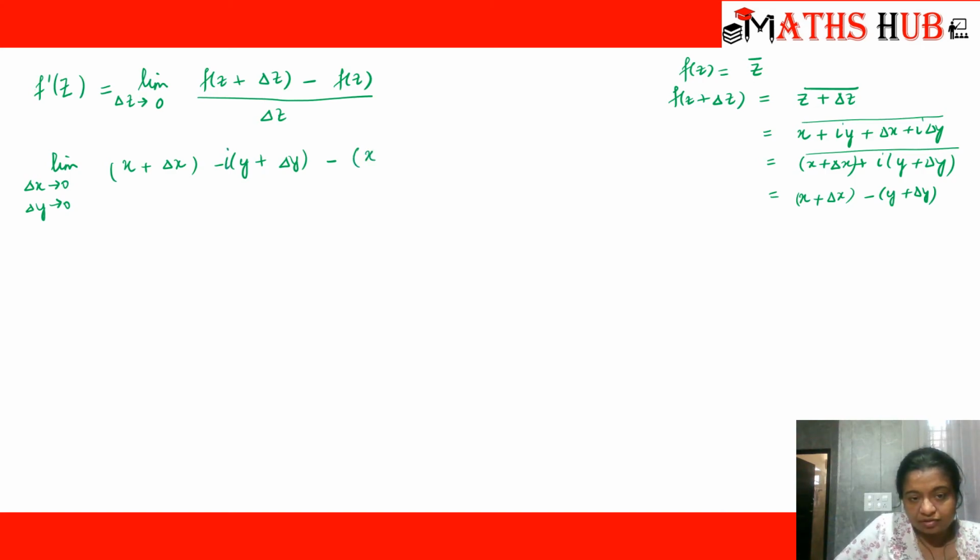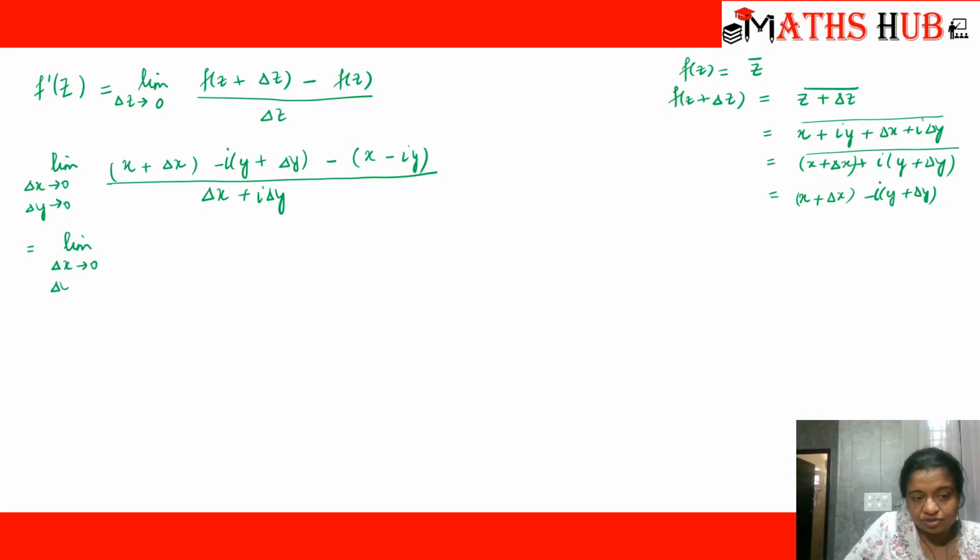I have an iota also here, isn't it? I missed out the iota. x minus iota y divided by what is delta z? It is delta x plus iota delta y. So let us simplify the terms and then write the expression.